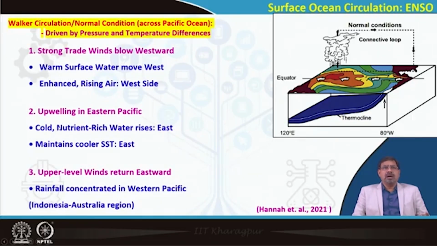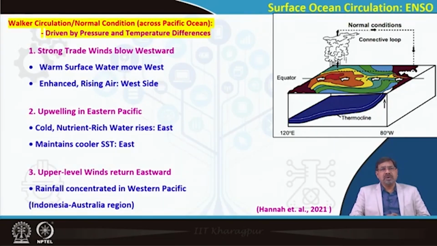So, the normal condition across the Pacific Ocean is driven by pressure and temperature differences. In three parts we can discuss it. The first one is the strong trade winds that blow westward. Then you have upwelling and downwelling, the up and down kind of vertical circulation. So, upwelling in the eastern Pacific, and the upper level winds return eastward.